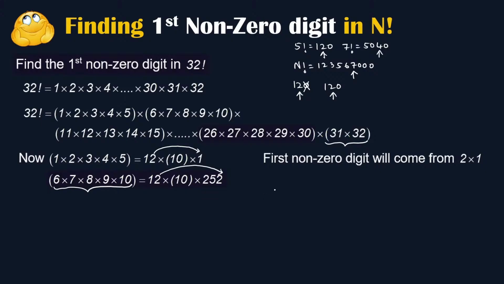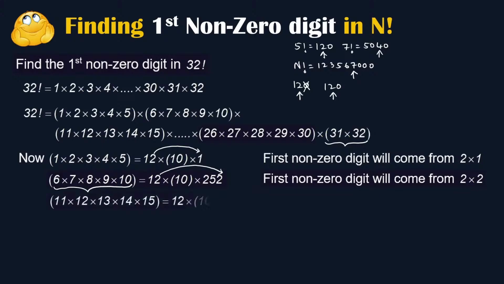So the first non-zero digit will come from the second bracket, when 2 is multiplied with 2. Is it clear? Let us consider the third bracket. In this case, 11 into 12 till 15 gives us 12 into 10 into 3003. Again, multiplied with 10. Forget about that.